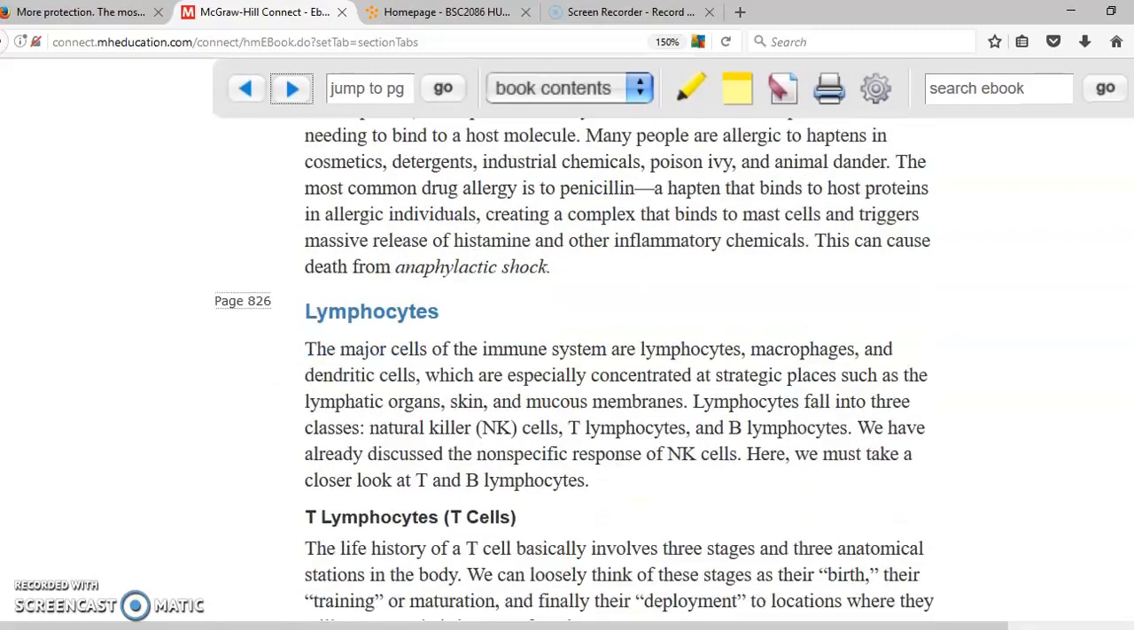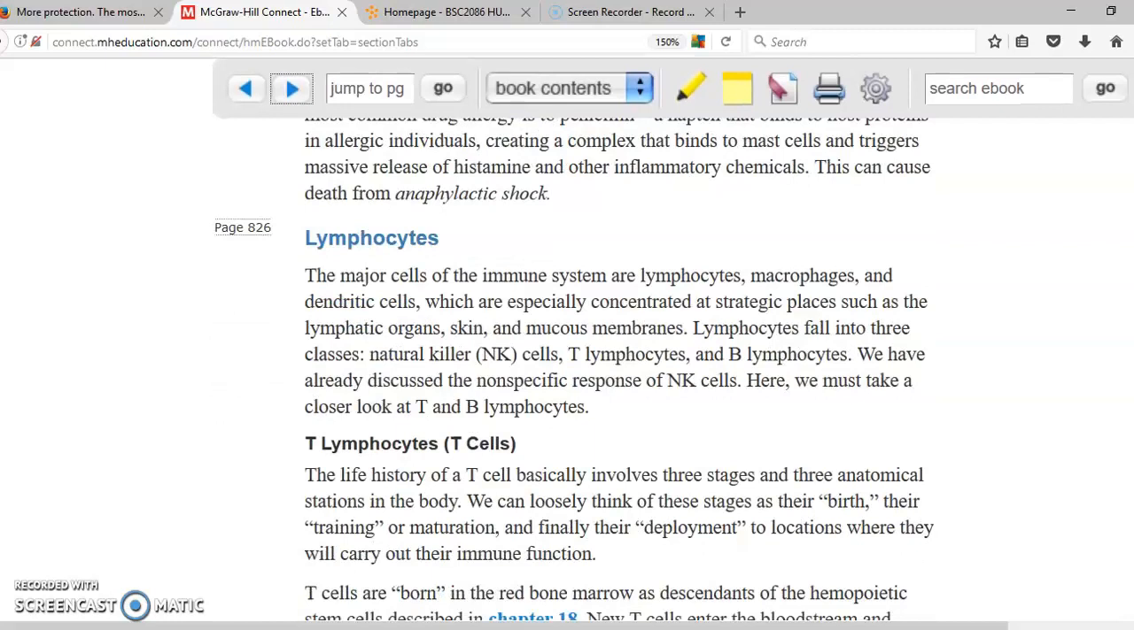We scroll down, we have lymphocytes. As we said, we have two main kinds of lymphocytes, lymphocytes T and lymphocytes B. So then you have here the lymphocytes T. All the lymphocytes, like any other white blood cell, are created in the bone marrow. From the bone marrow, they leave and go to the thymus.